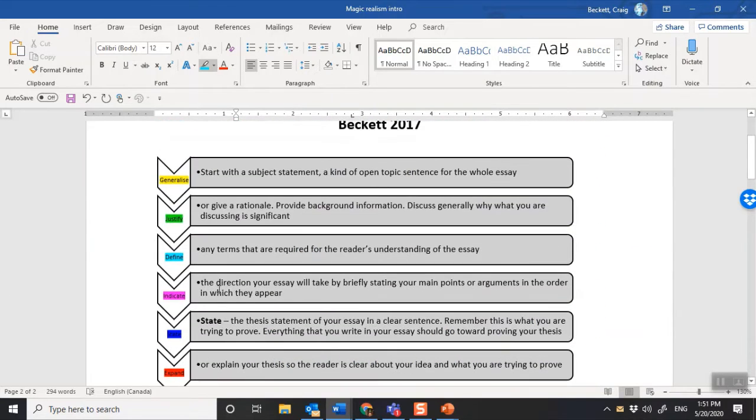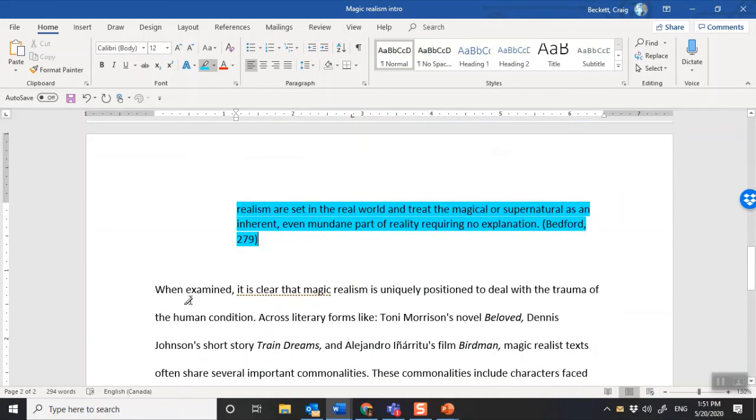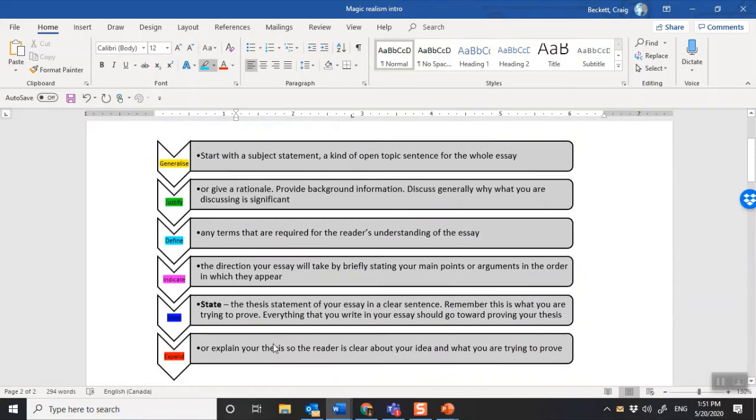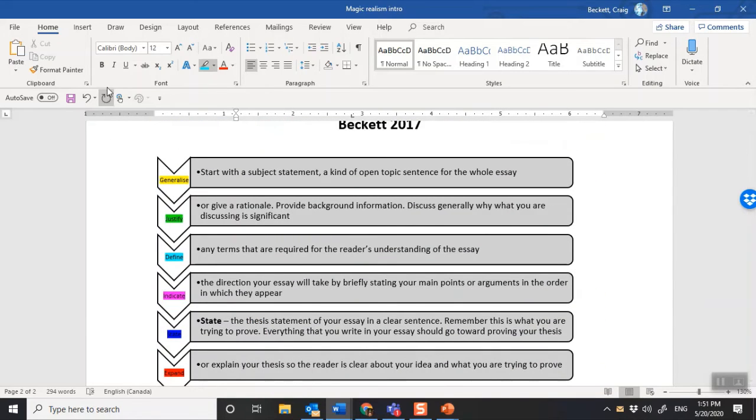And now the next one, indicate. When examined, it is clear that magic realism is uniquely positioned to deal with the trauma of the human condition. Across literary forms like Toni Morrison's novel Beloved, Denis Johnson's short story Train Dreams, and Alejandro Iñárritu's film Birdman, magic realist texts often share several important commonalities. Okay, so that is indicate. We're going to take purple for that one. So purple, I think this one's even longer than that.